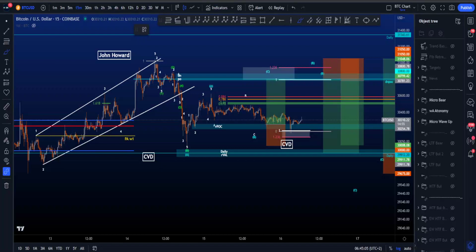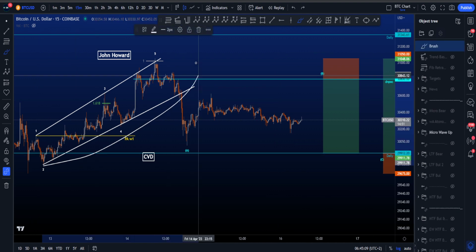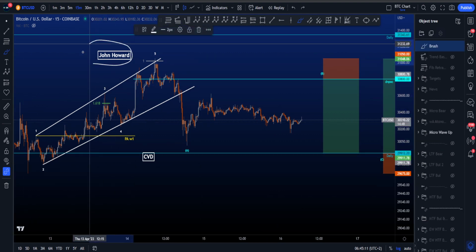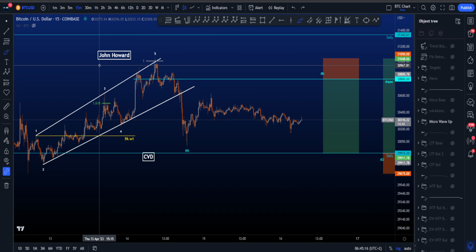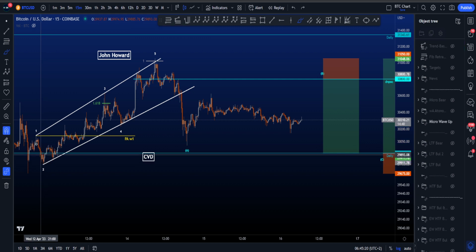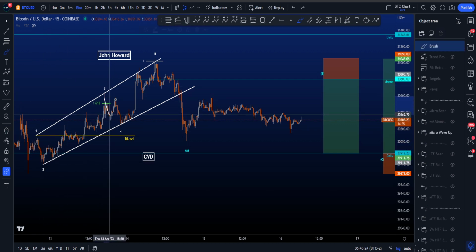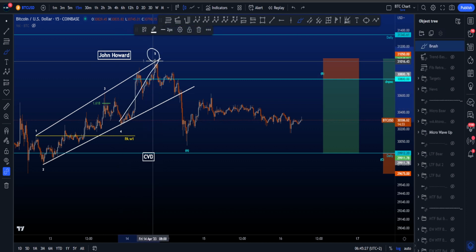Hi everyone, let's go over my preferred micro scenario including potential trading setup, starting with this move to the upside, where Mr. John Howard in the comments actually mentioned that this might be an expanding diagonal. So in this particular scenario we have a three-wave structure in 1, a corrective structure in 2, another three-wave zigzag structure in wave 3, corrective in 4, and another zigzag in wave 5.